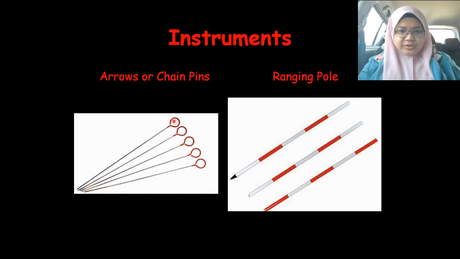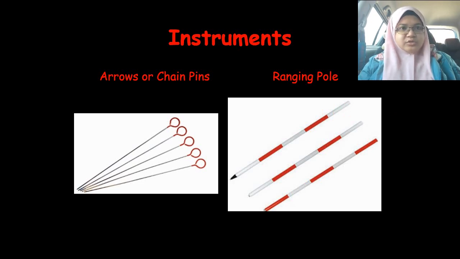These rods, as you can see here, have a pointed metal tip at the bottom, and the rod or pole is painted red and white, or sometimes black and white. When the survey line is too long, there will be a red, white, or yellow color flag attached at the top of the pole for easy identification.